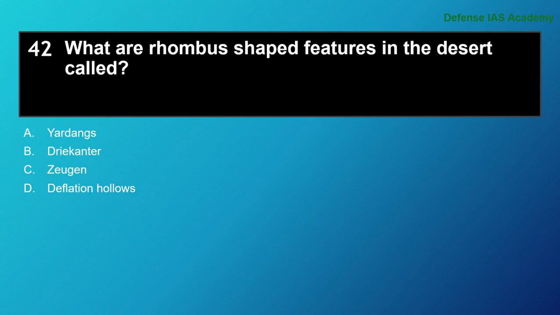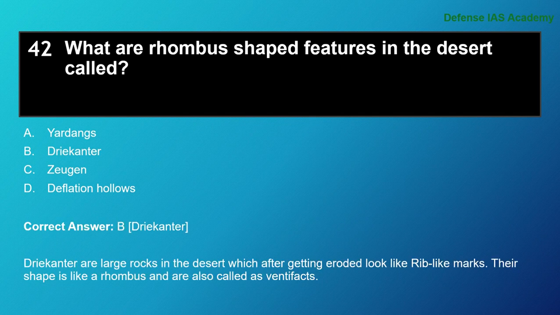What are rhombus shaped features in the deserts called? Answer is option B, Dreikanter. Dreikanters are large rocks in the deserts which after getting eroded look like rib-like marks. Their shape is like a rhombus and they are also called ventifacts.